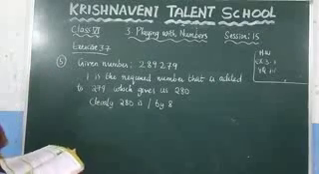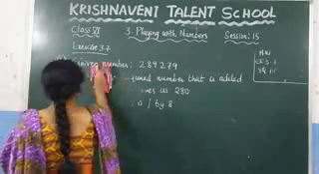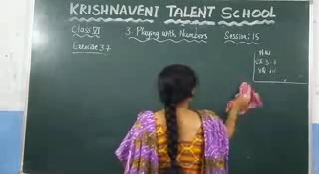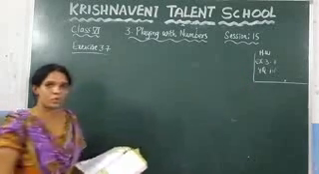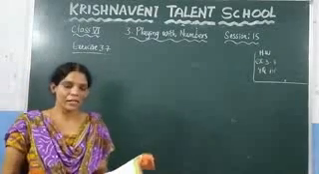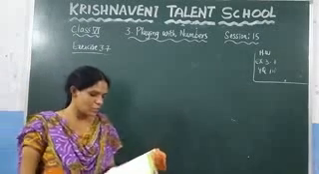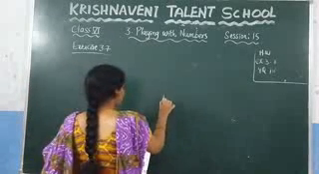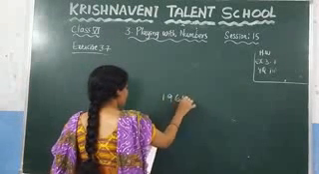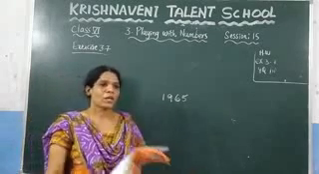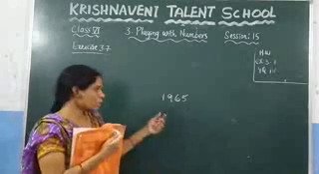Here, you need to do the same, but here they are asking what is the smallest number that is to be subtracted. In the previous question they asked what is the smallest number that is to be added, and here they are asking what is the smallest number that can be subtracted from the given number here, 1965.